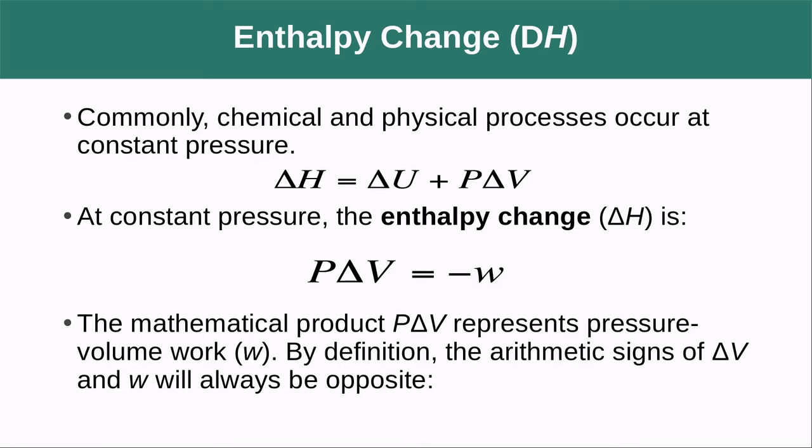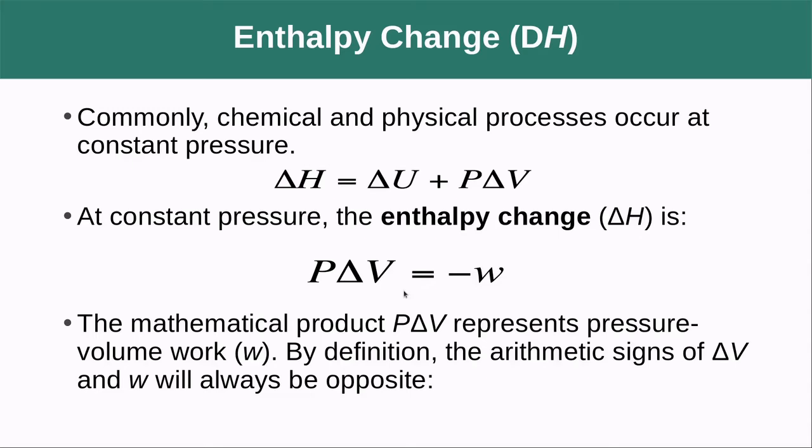So commonly, chemical and physical processes occur at constant pressure. At constant pressure, we can make the substitution that P delta V, pressure times the change in volume, is equal to the negative work done by the system on the surroundings. And it's always going to be true that the arithmetic signs of delta V and W will be opposite. So if you have a positive delta V, you're going to have a negative W. If you have a positive W, you're going to have a negative delta V.